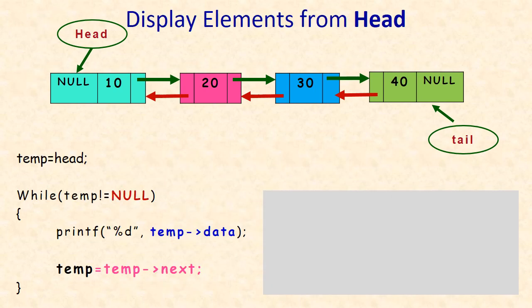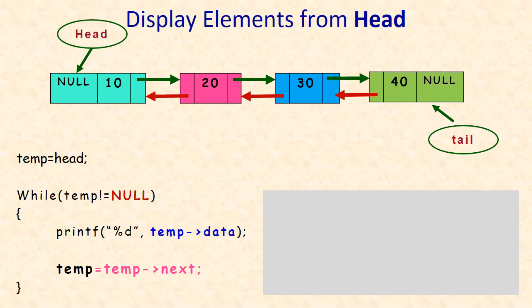Now I have created a list and I want to display this list. There are two possibilities in the doubly linked list: I can display elements from head to tail or from tail to head. In fact, that is one of the advantages of a doubly linked list. You can travel through the linked list from head or tail; both directions are allowed. Now let me start from head.